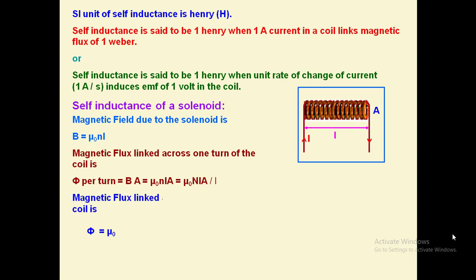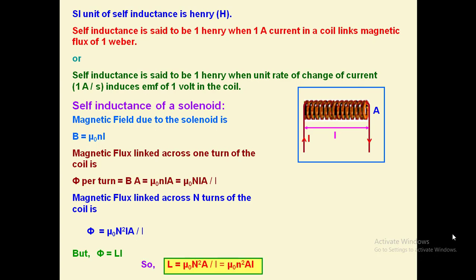So magnetic flux linked phi equal to mu naught N square I A by L, because the above flux is for only one turn, but here it is for N number of turns. So whenever you have N number of turns, the flux definition is NBA. So N square will come. But what is phi? According to the definition of self-inductance, phi equal to L I. So if you equate these two equations, we are going to have L is equal to mu naught N square A by L, or simply we can say mu naught small n square A into L.